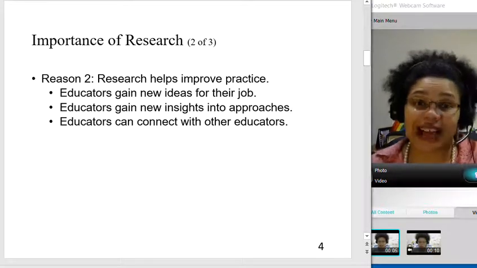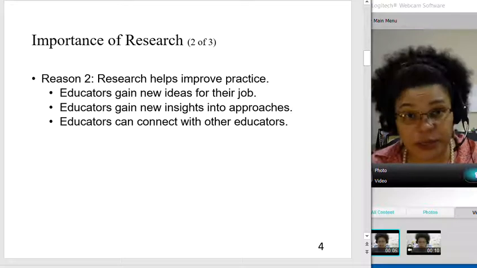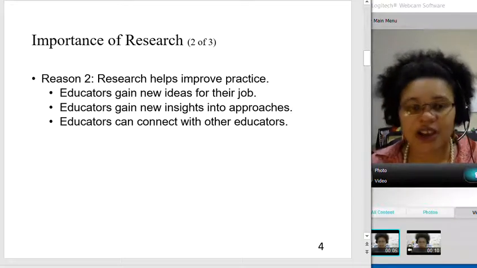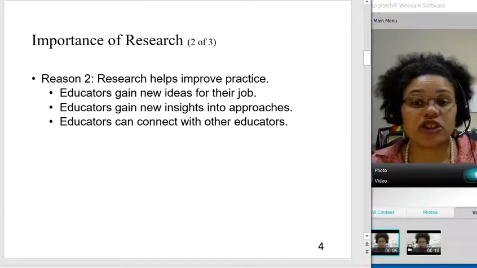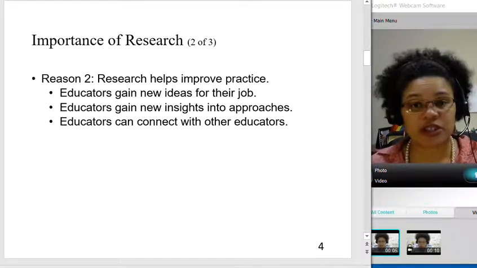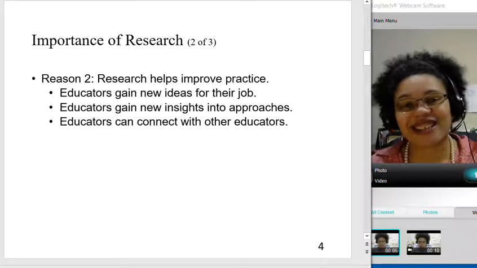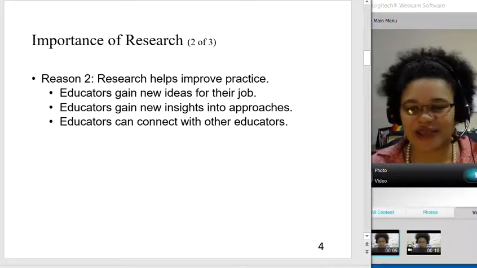To improve practice. Now, this is the most important reason that we're going to be focusing on in this class. Research can help improve practice. Educators gain new ideas for their work. Educators gain new insights into approaches, and educators can connect with other educators through the process of doing research.